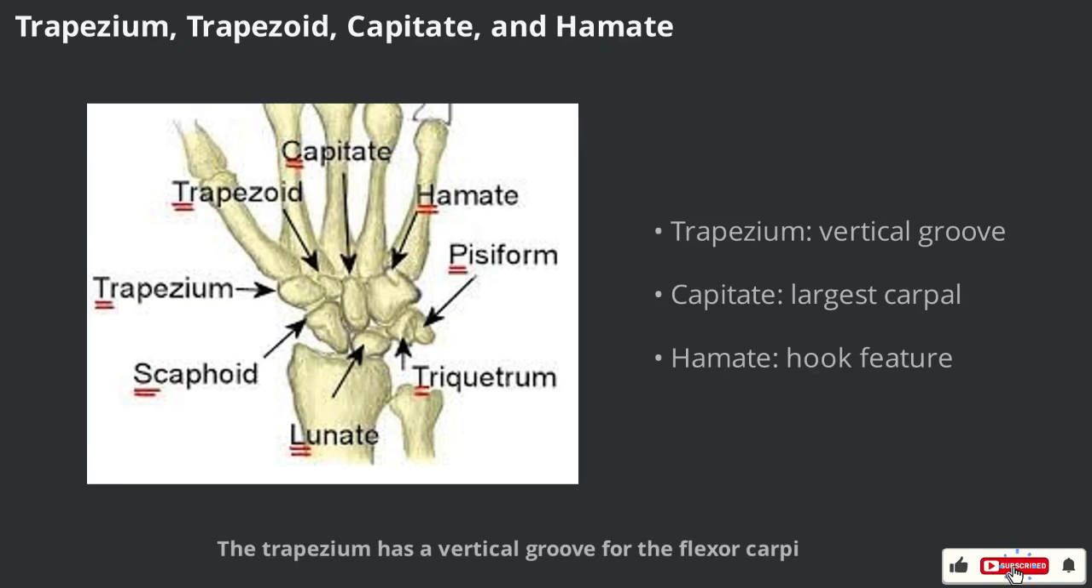The trapezium has a vertical groove for the flexor carpi radialis tendon and a sellar articular surface for the first metacarpal. The trapezoid's distal articular surface is larger, and its palmar surface extends laterally. The capitate is the largest carpal bone with a rounded head, while the hamate is wedge-shaped with a hook projecting from its palmar surface. These characteristics are essential for bone identification and understanding wrist mechanics.